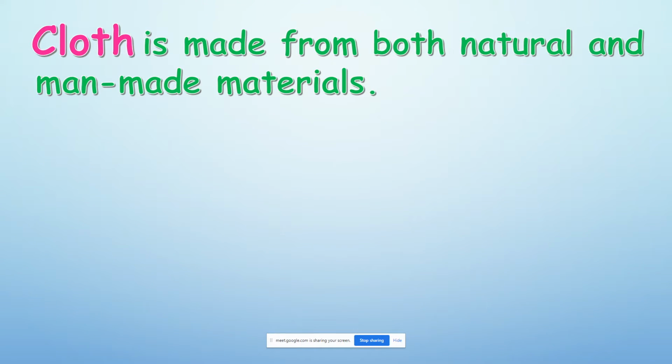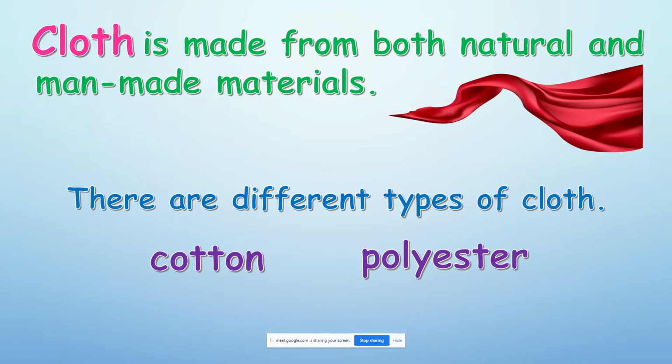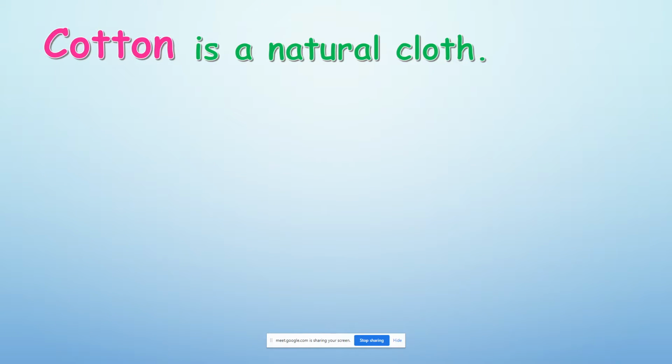Next, let's talk about cloth. Cloth is made from both natural and man-made materials. There are different types of cloth. One is cotton and one is polyester. Actually, there are many types, but let's talk about two types. First, we have cotton. Cotton is a natural cloth because it's made of what? The cotton tree. Cotton tree, yes.